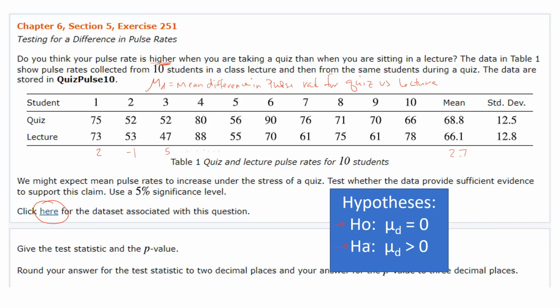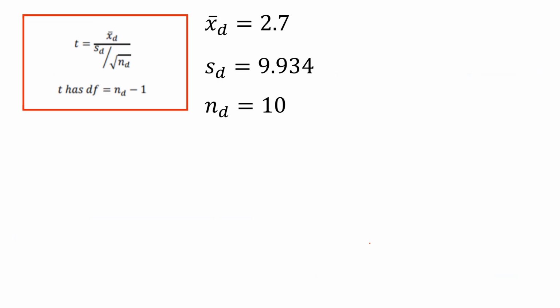All right, now I'm ready to go ahead and find the test statistic and the p-value. So here's my formula. This is straight off the formula sheet. And here's the mean of the differences and the standard deviation of the differences that we found using Excel just a couple minutes ago. And the number of differences I have is equal to 10. So when we're looking at sample size, we're looking at the number of pairs in a paired data design.